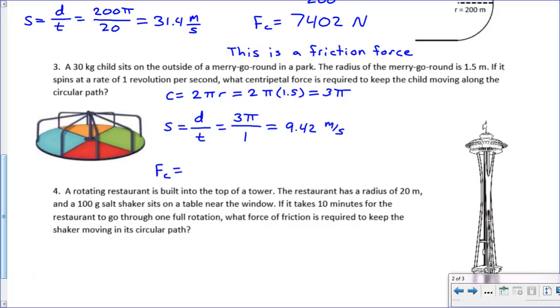The centripetal force equals m times s squared over the radius. In this case, the child is 30 kilograms times the speed squared, that's 9.42 squared, over the radius, which in this case is 1.5. And then if you calculate that, you should get somewhere in the neighborhood of 1,774 newtons.